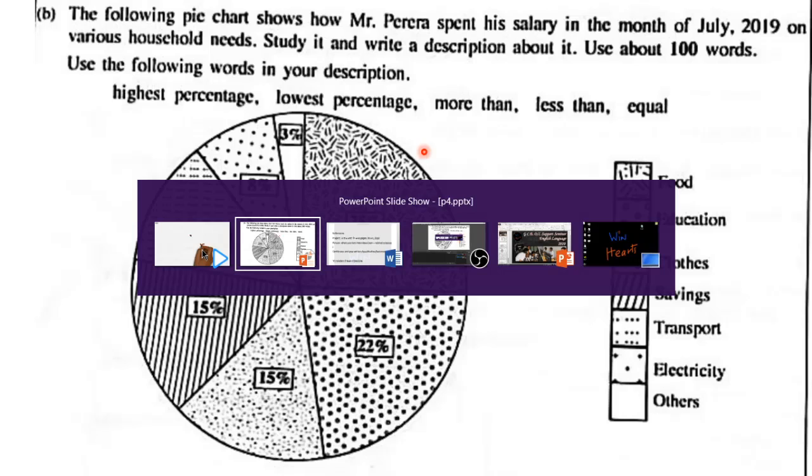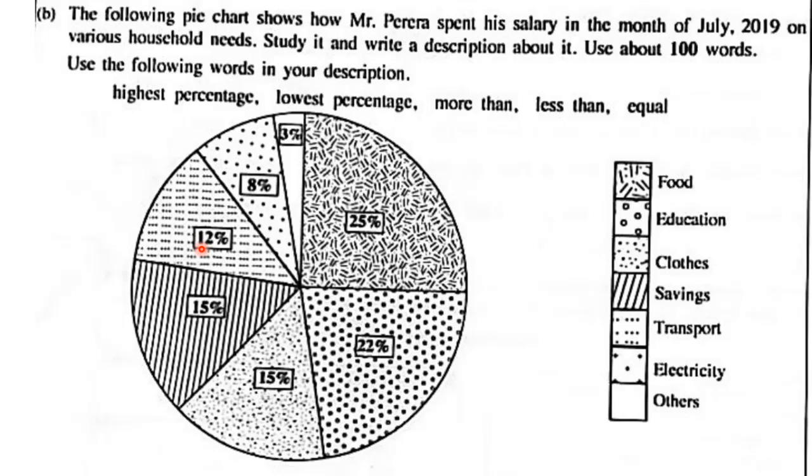So let us come back to our work now. Now this is a pie chart. This pie chart shows how Mr. Pereira spent his salary in the month of July 2019 on various household needs. So we have to study it and write a description. In this case, my dear children, I will write the description with you. They have different sectors here: food, education, clothing, savings, transport, electricity, and others.